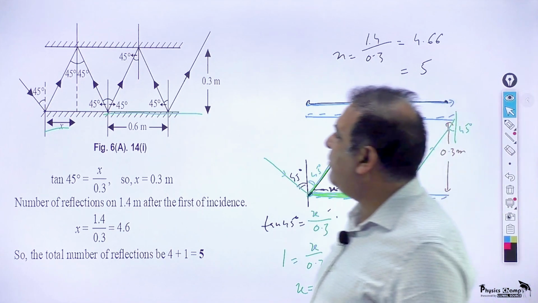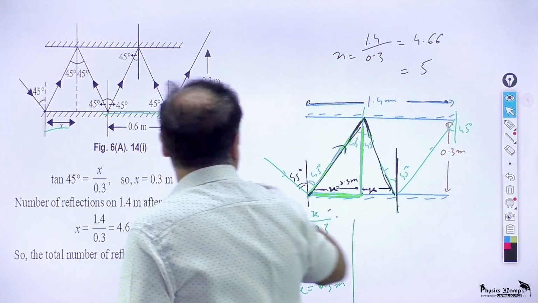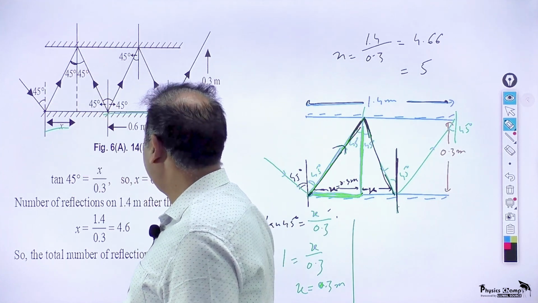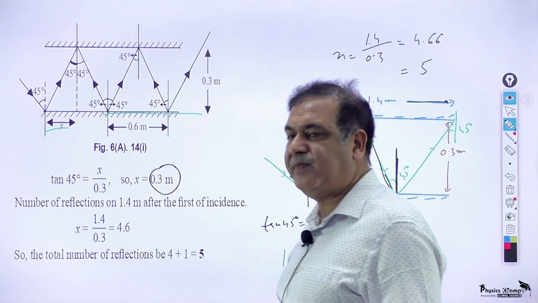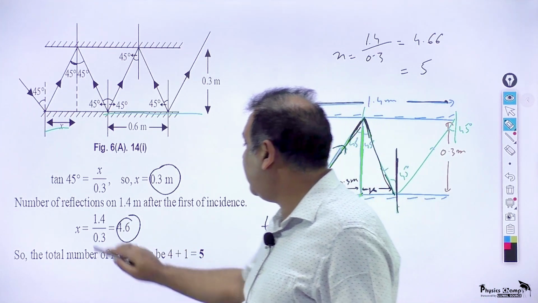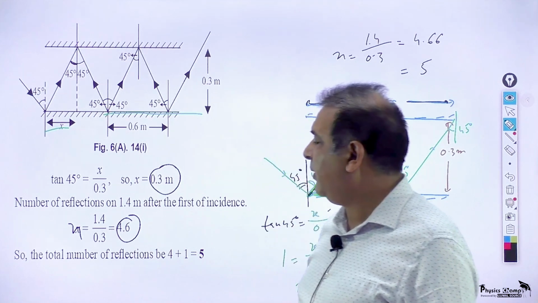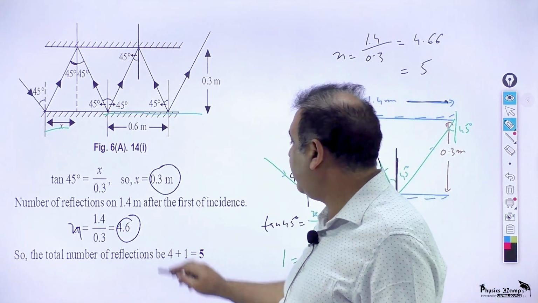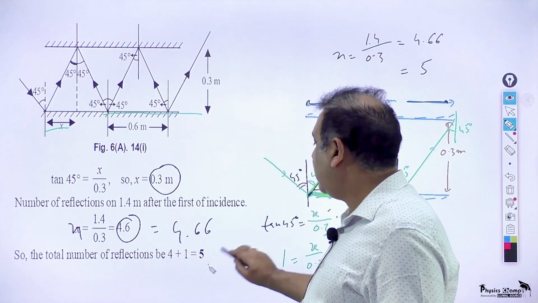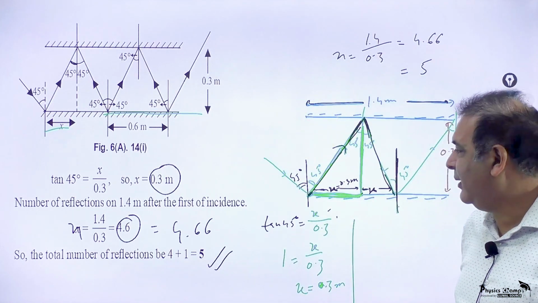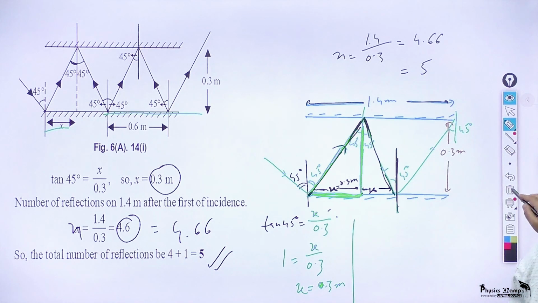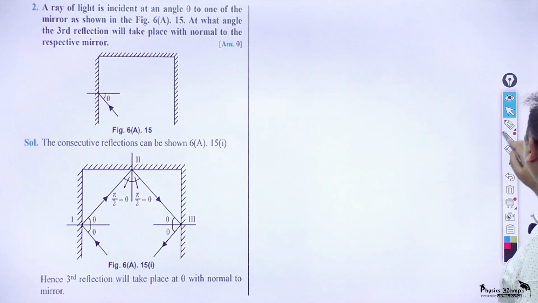Every time it is making an angle of 45 degree, it will take a certain distance x, 0.3 meter, and the total number of reflections, n, will be 1.4 by 0.3, that is 4.66, and thus the total number of reflections are going to be 5 in this case. So this was example number 1. Now let's have a look at example number 2.